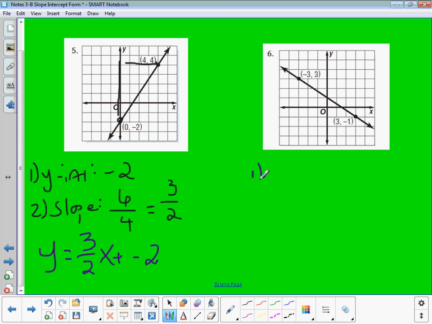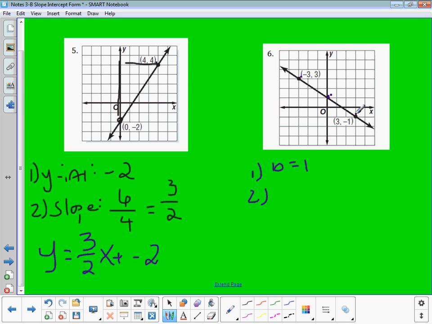Same thing for this next one. There's 2 things we need to find. First, we need to find our y-intercept. Well, it's crossing the y-axis here, and that's up 1 from the x-axis. So my b is equal to 1. So now I need to go ahead and calculate the slope. I'm actually going to use this point to this point since they're marked on the graph for me.